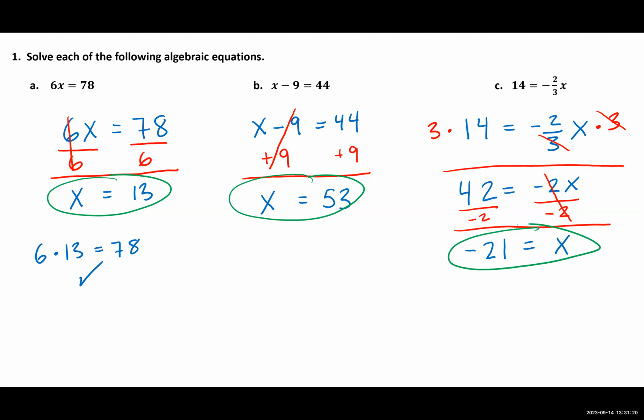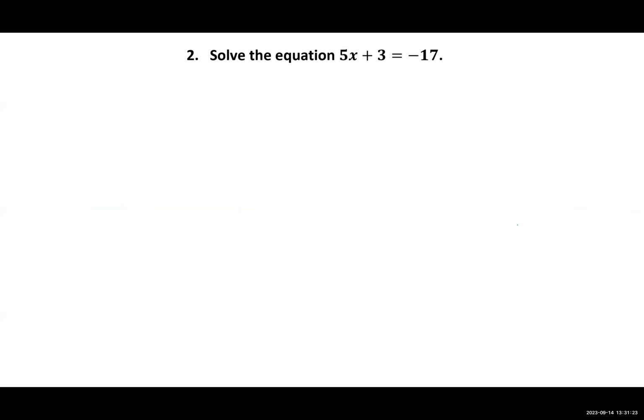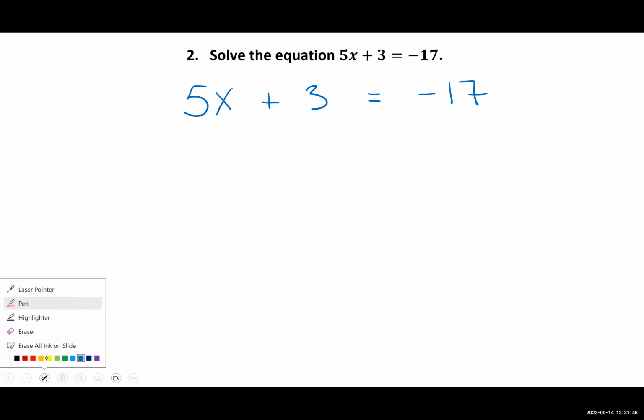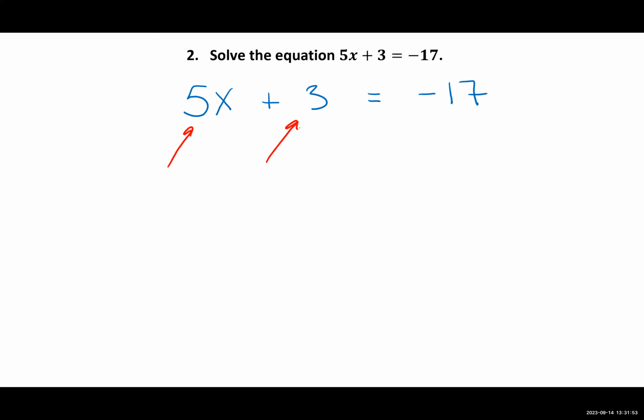Now, problem 2. Slightly more complicated. So we're starting at the base level with one-step problems, and then working up from there. So in this second problem, we've got 5 times x plus 3 is equal to -17. All right, so we got 2 things to eliminate. We got to get rid of that times 5. We want x by itself, right? So we want to get rid of the times 5. We also want to get rid of the plus 3. We got 2 things to do.